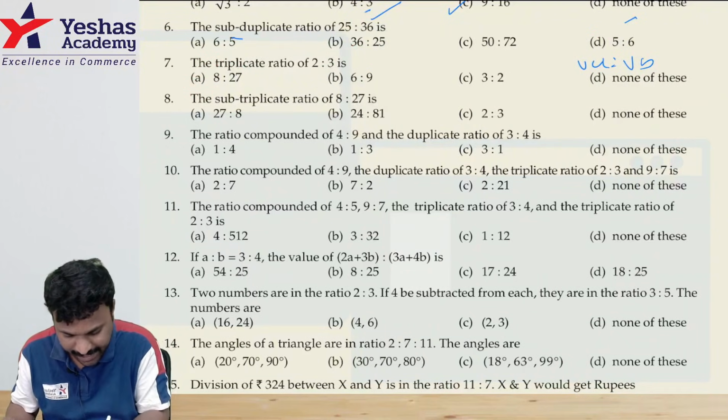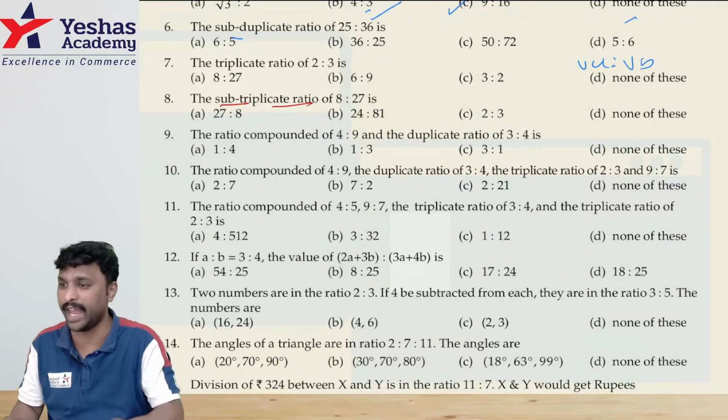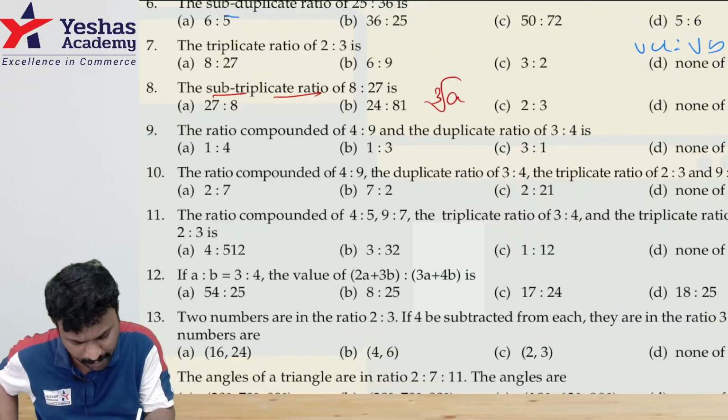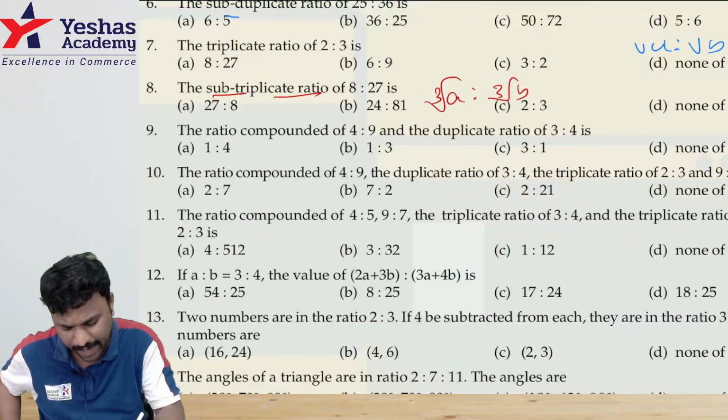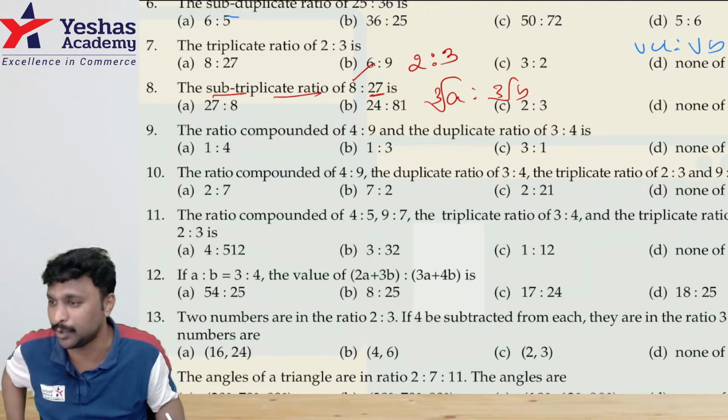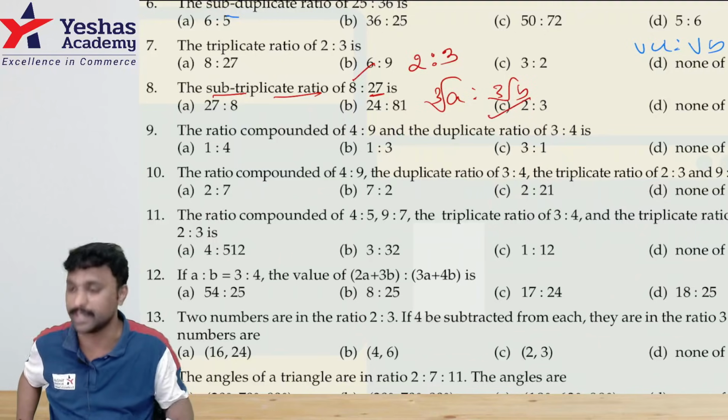Question number 8. The subtriplicate ratio of 8 is to 27. Guys, what is the subtriplicate ratio? It is the cube root of A is to the cube root of B. We have to take the cube root of 8, which is nothing but 2. The cube root of 27, which is nothing but what? 3. So 2 is to 3 is the right answer. That is option C.